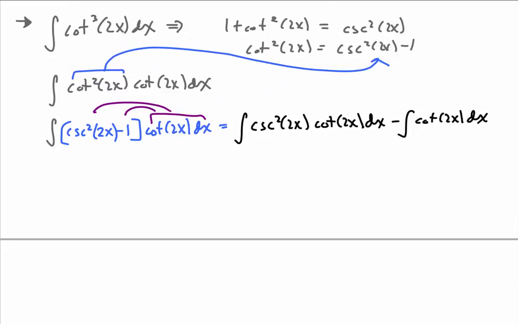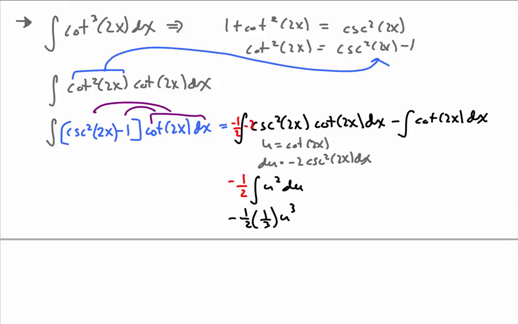So here we have a nice little u substitution. The derivative of cotangent is negative cosecant squared. So u is cotangent 2x, du is negative 2 cosecant squared of 2x dx, which I have. So I have to multiply by negative 2 on the inside, and compensate with a negative 1/2 on the outside. And this is just u squared du, which of course integrates into negative 1/2 u cubed over 3. So negative 1/6 u cubed, and u was cotangent, so this is cotangent cubed of 2x.